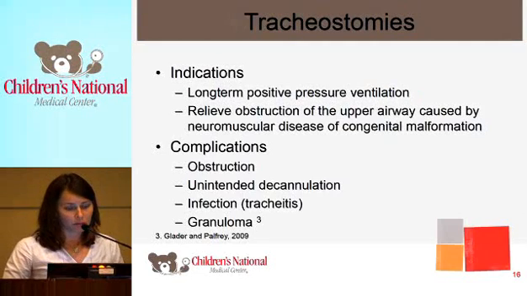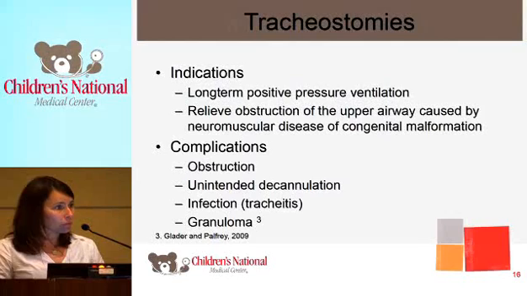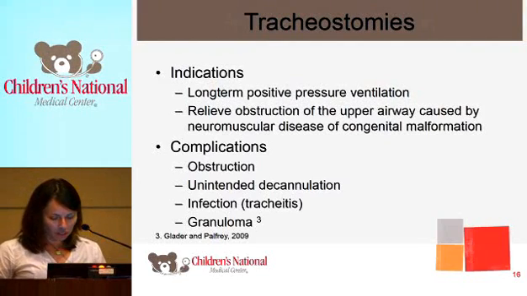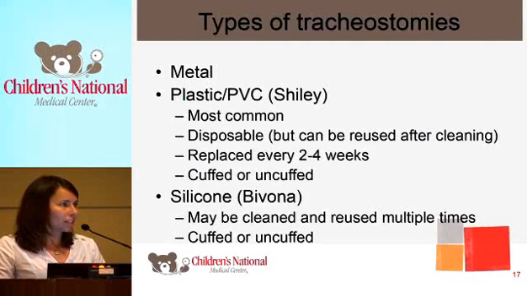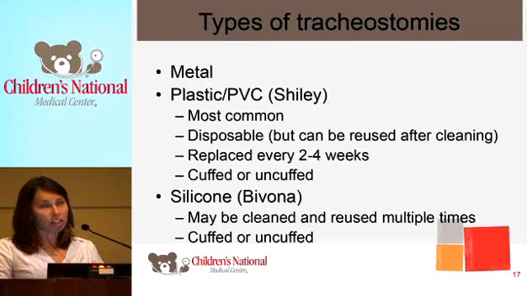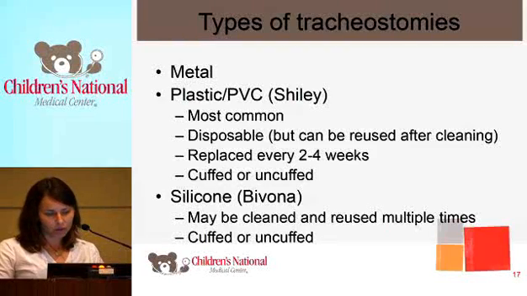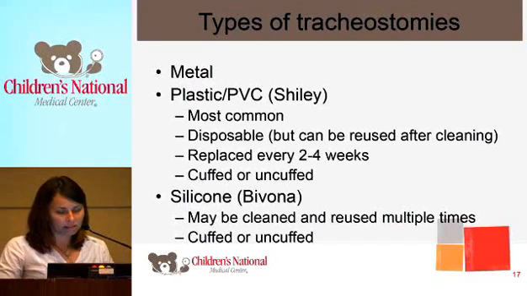Complications include obstruction of the actual tube, and then you're worried about the airway, unintended removal of the tube, infection, or granuloma at the stoma site. So the different types of tracheostomies, you can classify them based upon the material. The most common in the past was a metal tracheostomy. Now more commonly and pretty much almost completely are either the plastic or the silicone types. And the two that we use at Children's most often are the Shiley and the Bivona. So the Shiley is plastic. It's disposable, which we'll go into in a minute because I learned something about this really recently.